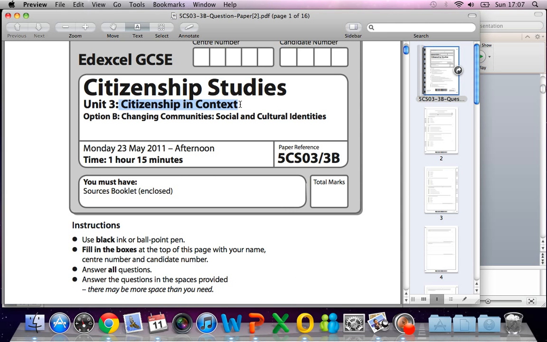What that means is that we're going to look at some key citizenship ideas and themes, but through the study of one particular topic area. That topic area is this one here, which is changing communities, social and cultural identities. Lots of those topics you did in Year 9 about multicultural Britain, what it means to have an identity in a society, and particular issues that we might be facing in our society, like immigration and asylum seekers. These are all the kinds of things that are going to be included. So all the questions in this paper will be focused on those particular topics.